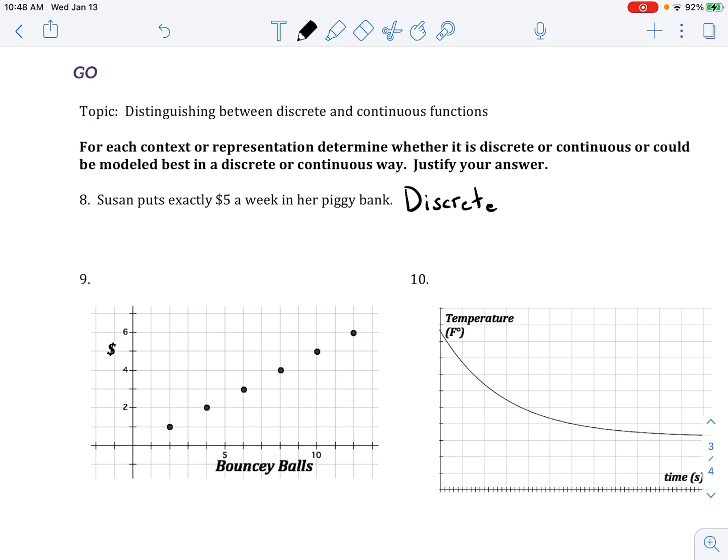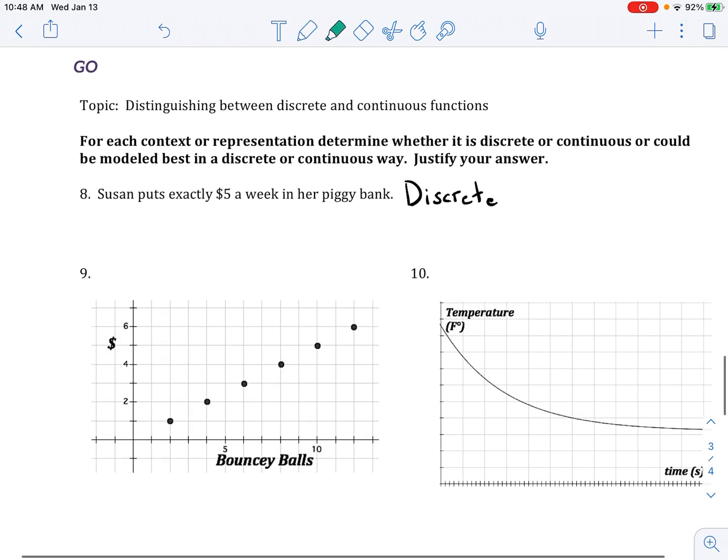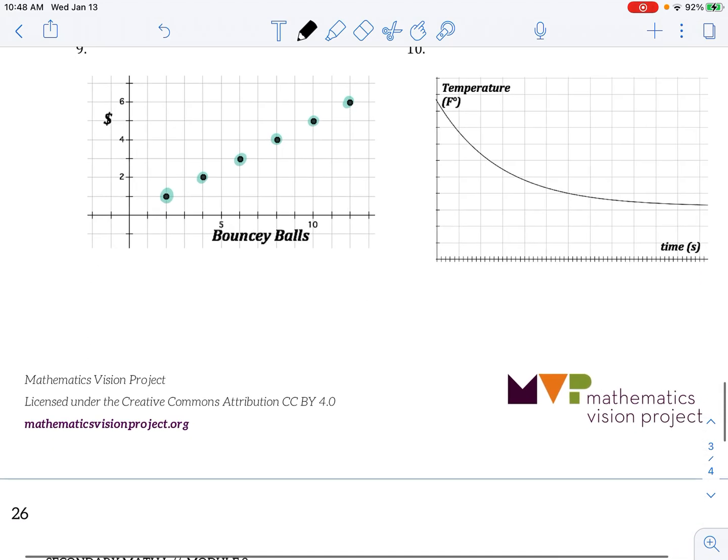Okay. For number 9, when you see just dots, that's how discrete looks in a graph. So this would be discrete. And the graph contains only points, not a continuous line.